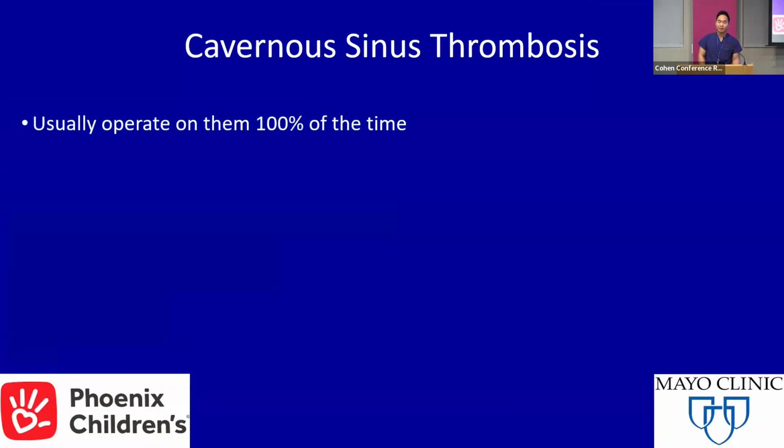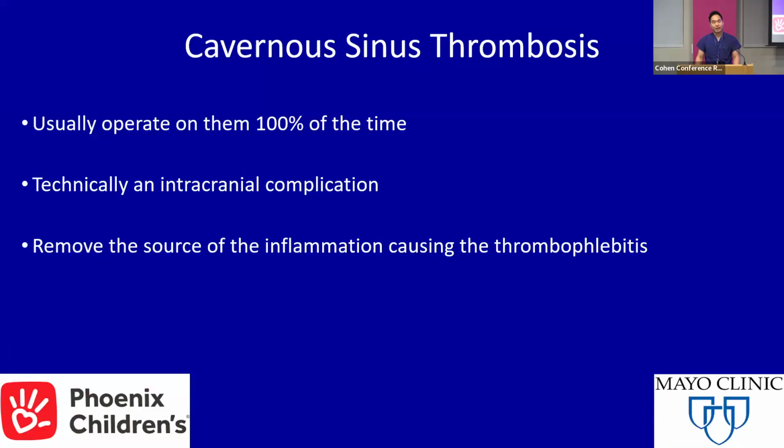If they have cavernous sinus thrombosis, I would say it's considered intracranial. I would operate on them. Again, it's all about source control. You want to remove the source of the infection and the inflammation that's causing thrombophlebitis.